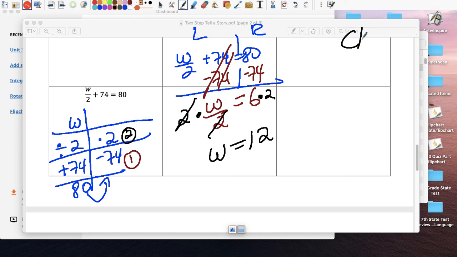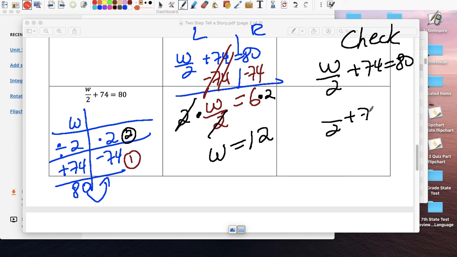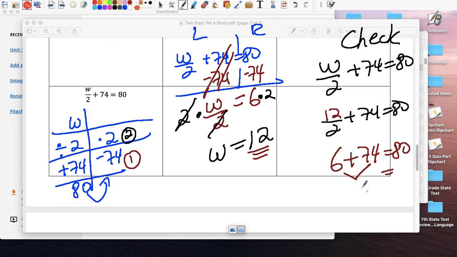Let's double check. W over 2 plus 74 equals 80. So instead of w, we put a 12. 12 divided by 2 is 6. 6 plus 74, is that equal to 80? 6 plus 74 is 80. And again, that equals the 80 on the other side. All right.